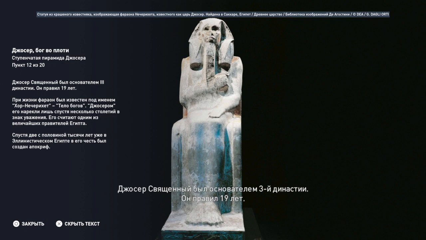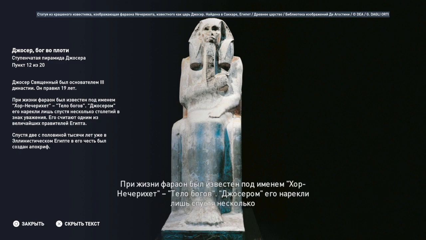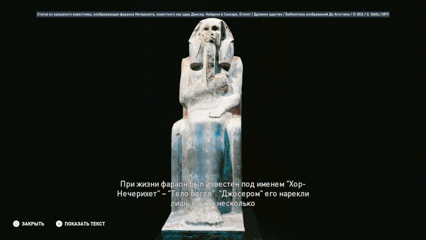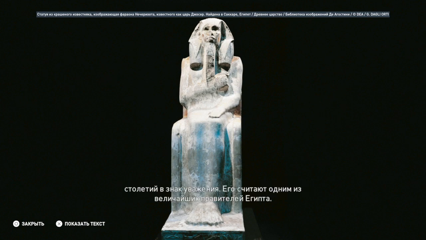Pharaoh Djoser the Sacred was the founder of the Third Dynasty. He ruled for 19 years. During his reign, he was known as Horus Nedjereket, divine of the body. He was given the name Djoser several centuries after his death as a sign of respect, and he is regarded as one of the greatest pharaohs of Egypt.